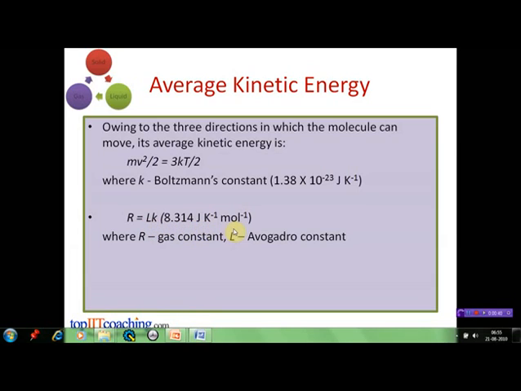which is the value 8.314 joule per Kelvin per mole. The importance of the equation for the average kinetic energy of gas molecules is its link with the temperature of the gas. As you can see, 3kT divided by 2, where T stands for the absolute temperature. The factor 3 makes its appearance in the equation owing to the three directions in which a molecule can move. If it could only move in one direction, its average kinetic energy would be kT by 2.